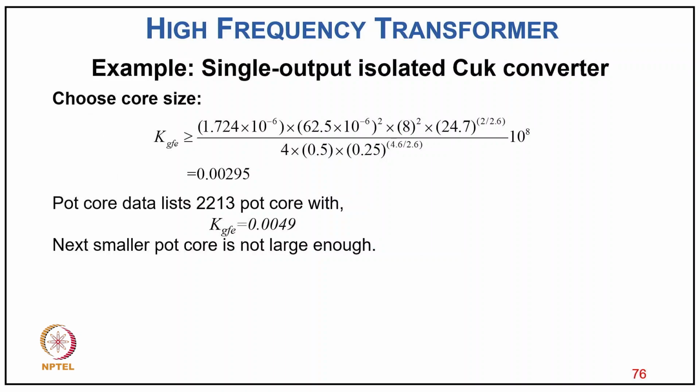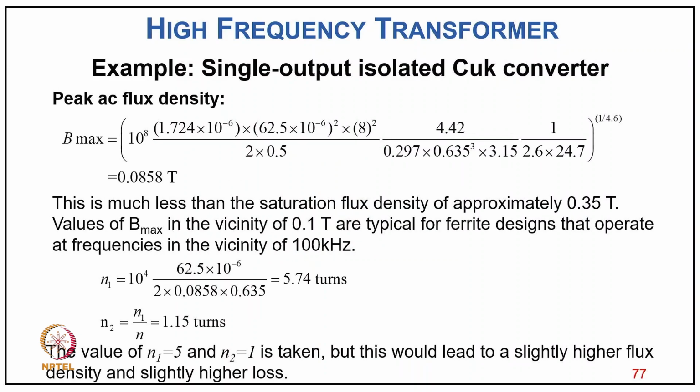And Kgfe, that is the core area, putting the value in the formula, it comes to 0.00295, and the pot core data list shows the 2213 pot core with Kgfe equal to 0.49. So the next smaller pot core is not large enough. So now considering the peak flux density, Bmax equal to, putting the value, comes 0.0858 Tesla, and this is much less than the saturation flux density of 0.35 Tesla. The value of Bmax is in the vicinity of 0.1 Tesla, as in a typical ferrite design that operates at a frequency in the 100 kHz range.